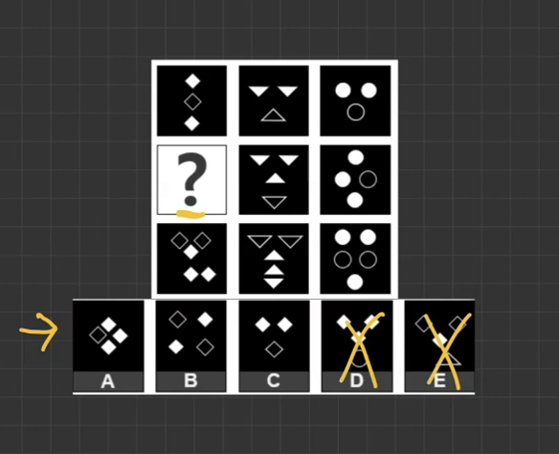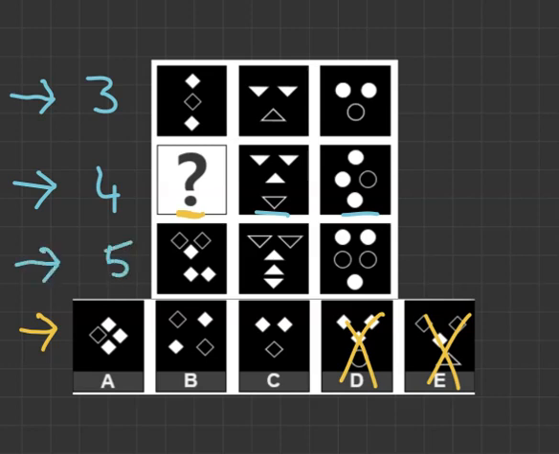So looking at the first row, I can see all of the figures have 3 shapes inside. Different shapes, but the same number. When I move on to the second row, I can see from the second and the third figure, they both have 4 shapes. And in the third row, they've all got 5 shapes.